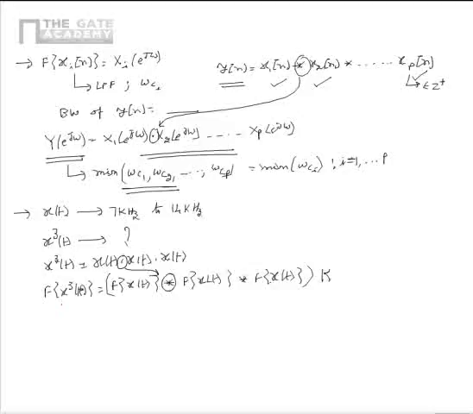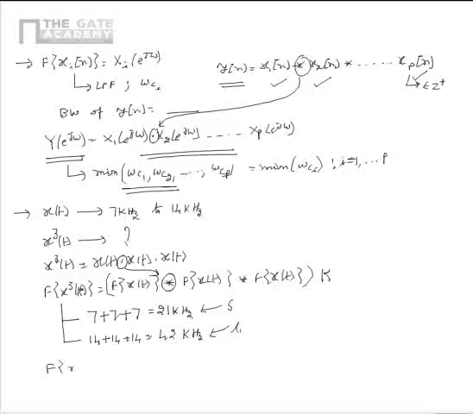From this we can say that Fourier transform of x cube of t will start from 7 plus 7 plus 7, which is equal to 21 kHz. This is the starting point, and length of the Fourier transform of x cube of t is equal to 14 plus 14 plus 14, which is equal to 42 kHz. This is the length of Fourier transform of x cube of t.